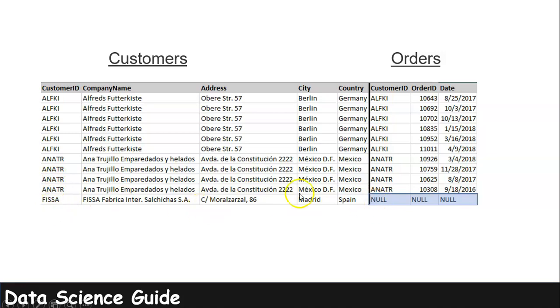And based on that, this customer doesn't have any order. That's why when we join them, you will find that we got null values in the orders table. So this is the left join.